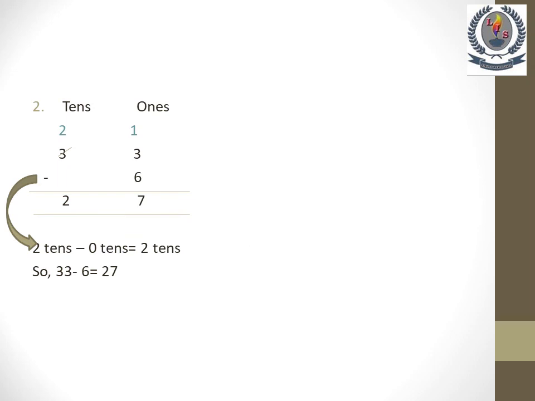Now subtract the ones. 13 ones minus 6 ones is 7 ones. Next subtract the tens. 2 tens minus 0 tens is 2 tens. So the difference is 2 tens, 7 ones, so 27.